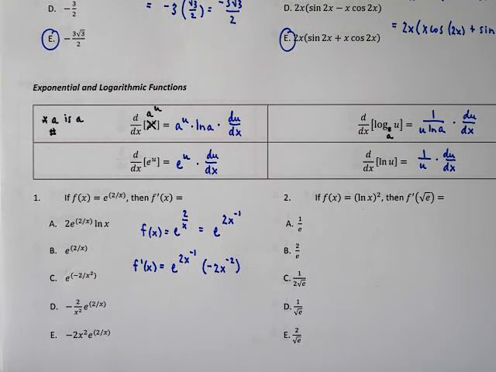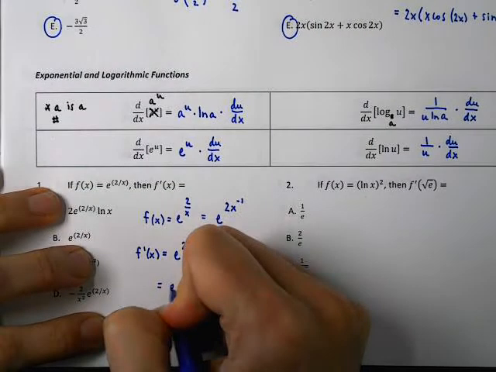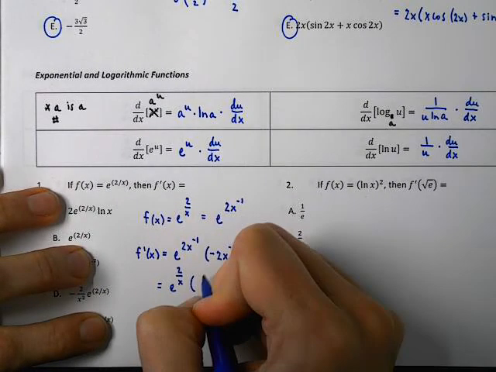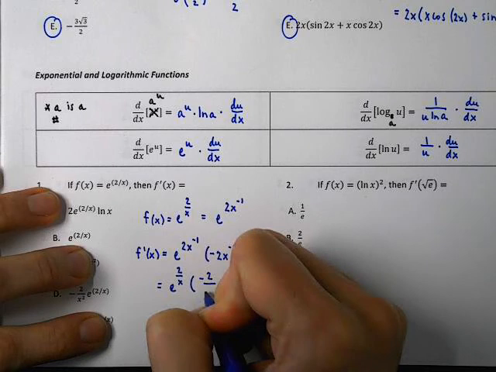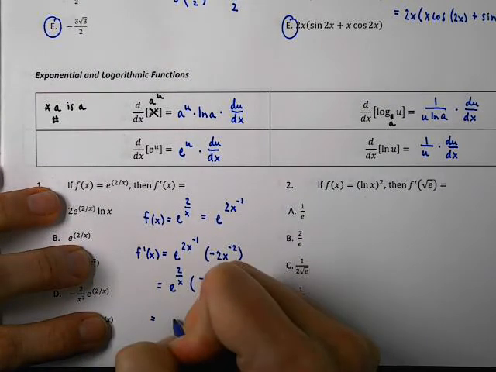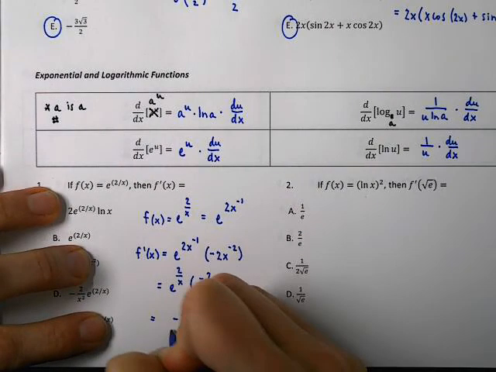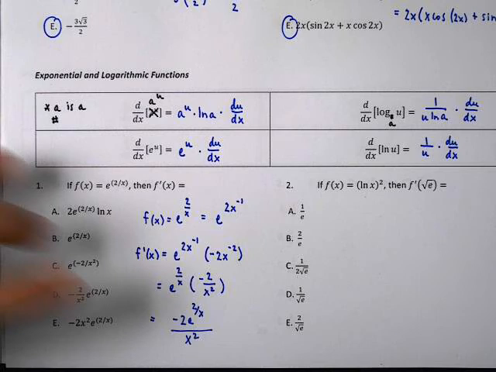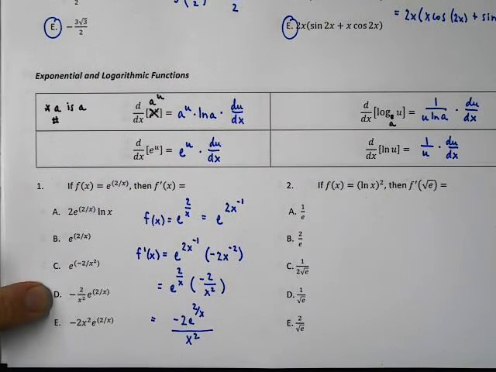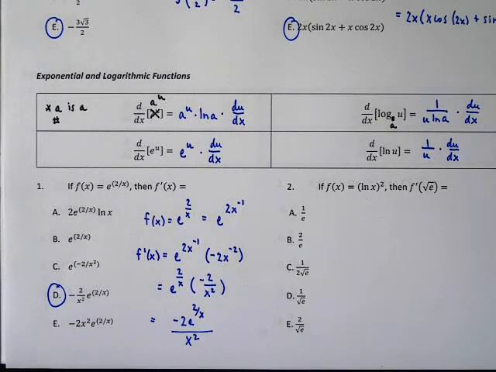So let's see what this looks like. I know this is really e to the 2 over x times, let's see, negative 2 over x squared. So if I simplify this, I have negative 2 times e to the 2 over x all over x squared. And let's see, this would be an equivalent expression. I have the negative 2 over x squared times my e to the 2 over x, so choice D.